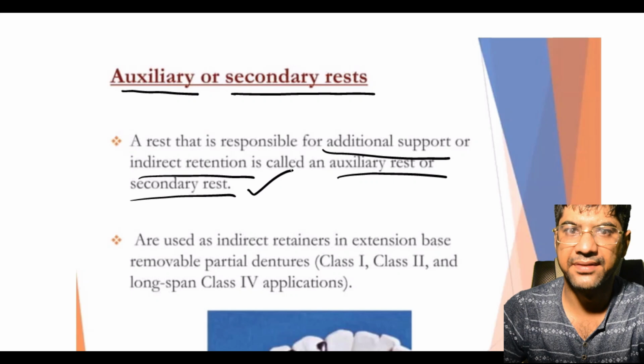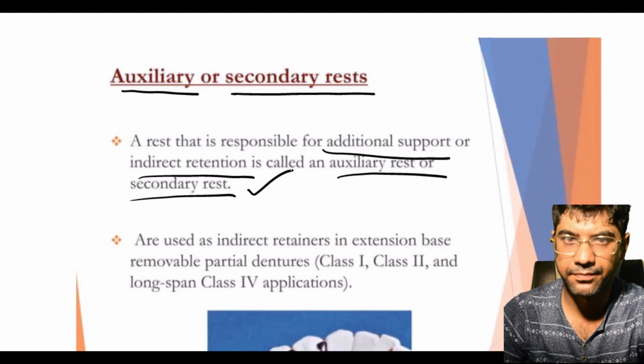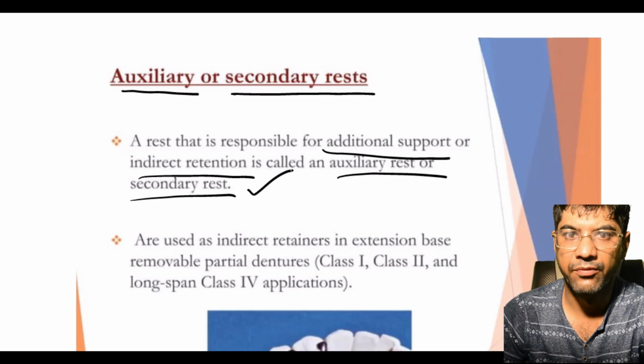Function: these rests add supplementary support to the denture, especially in cases where the primary rests alone are not sufficient. Remember, in extension base removable partial dentures, such as those used in class 1, class 2 or long span class 4 applications, auxiliary rests are important for indirect retention. They help to prevent the movement of the denture away from the supporting tissue, thereby enhancing the overall retention and stability of the prosthesis.